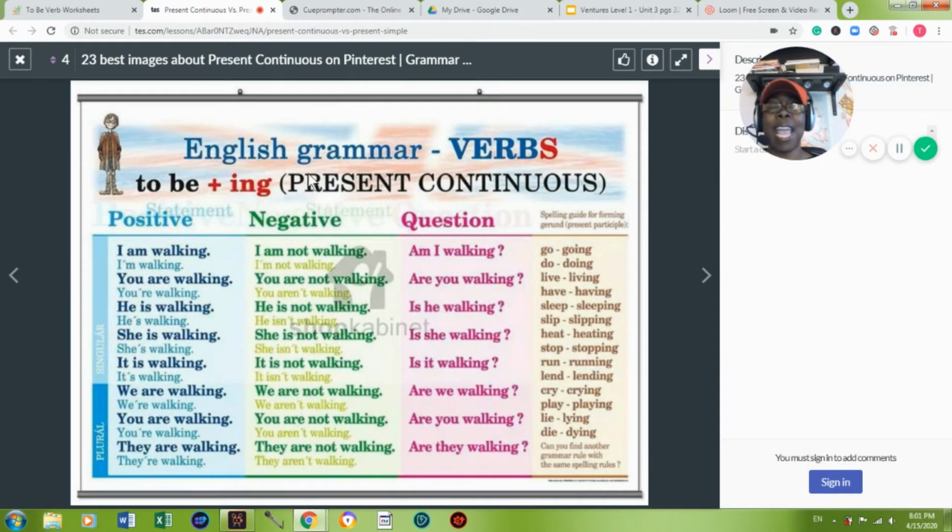Now in the negative, meaning you're not doing something, we just add the word not. That's how we do our negative. I am not walking. You are not walking. And so forth.